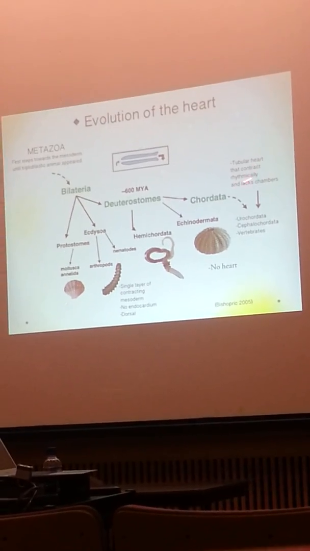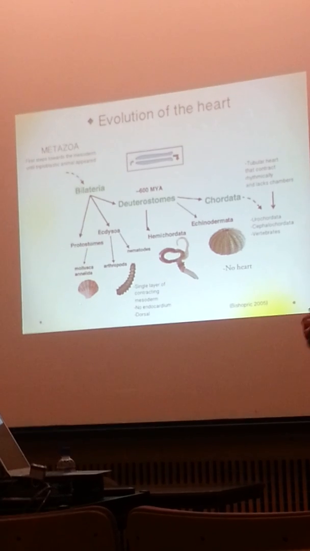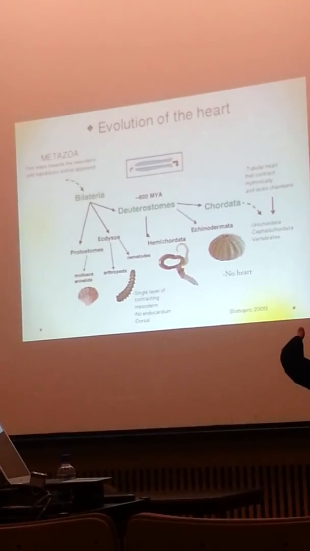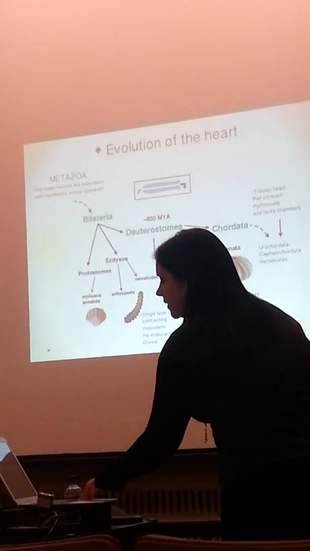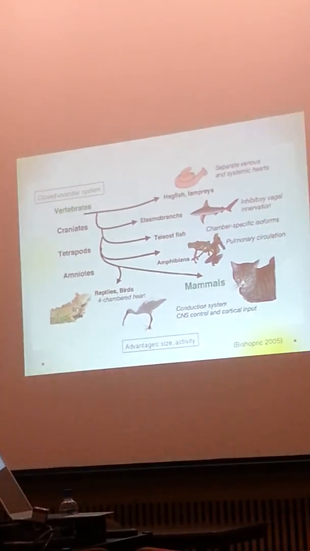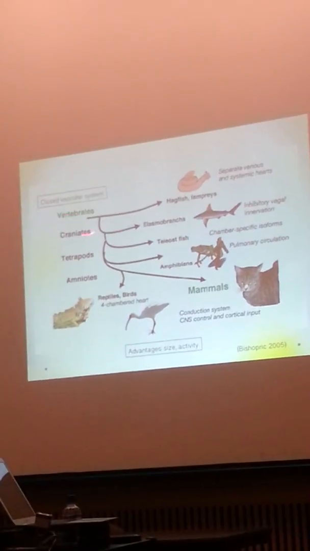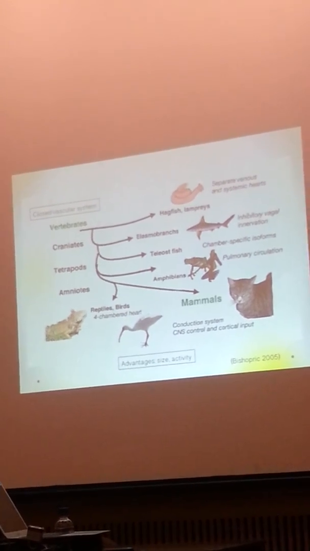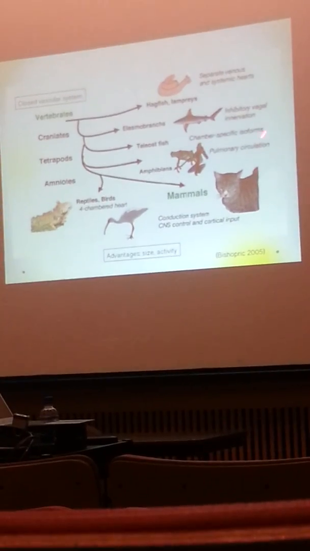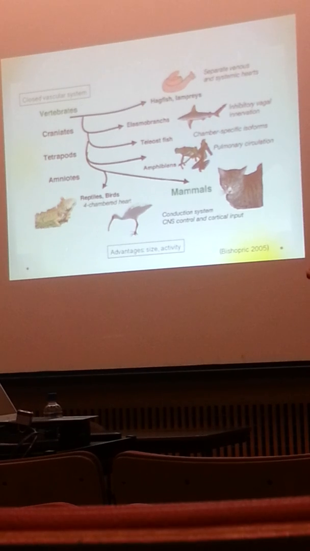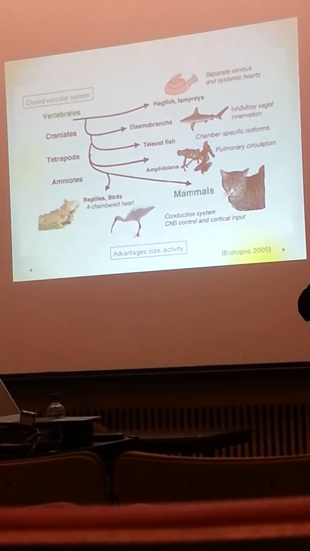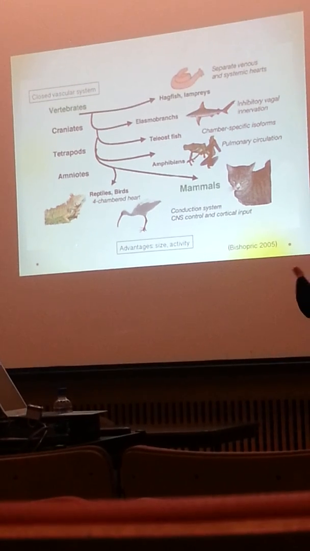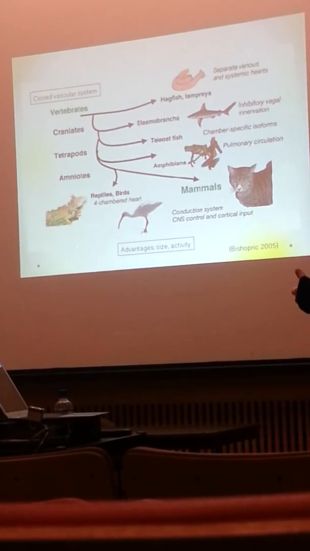They started to have a tubular heart that contracts rhythmically, but they don't have chambers. When vertebrates came into the picture, a closed vascular system appeared for the first time. Within vertebrates, fishes have 2 chambers, amphibians have 2 atriums and 1 ventricle, and only reptiles, birds, and mammals have a 4-chamber heart.